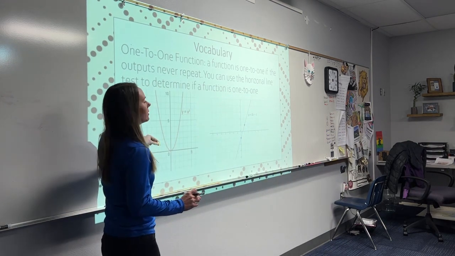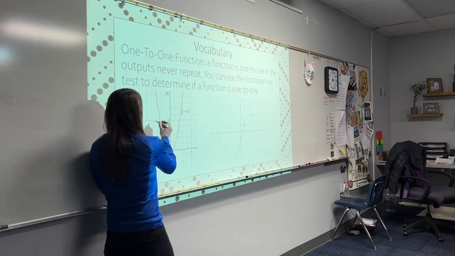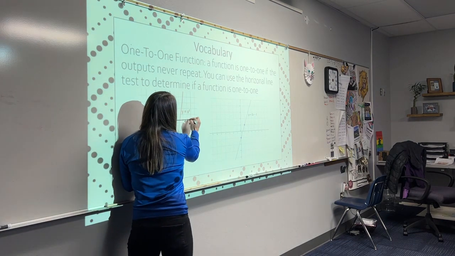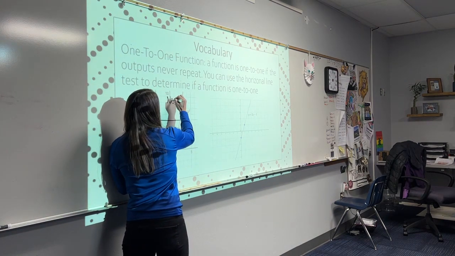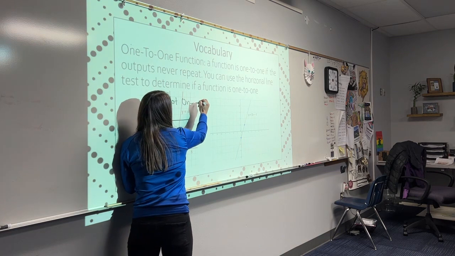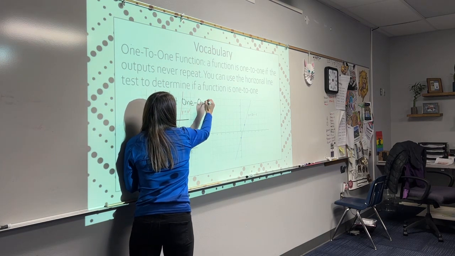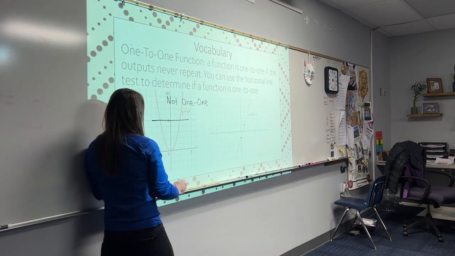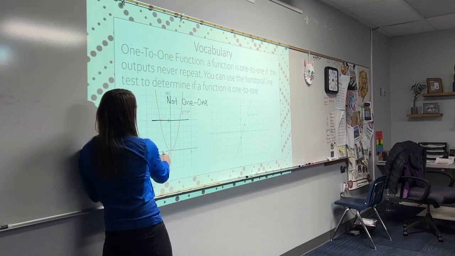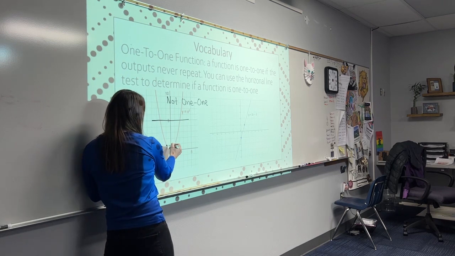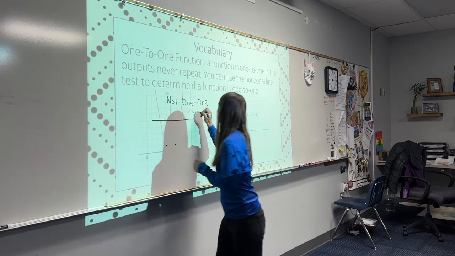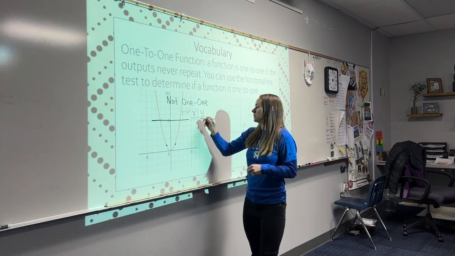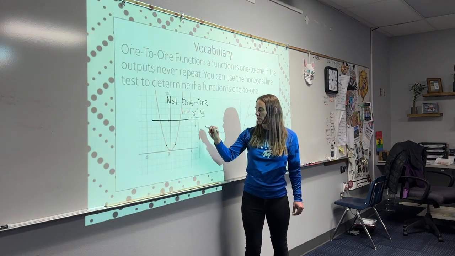This function right here is not one-to-one because it fails the horizontal line test. So this is not a one-to-one function. Why? Well, actually, if you were to look at this graph of y equals x squared, we can create a quick table for it. If you plug in -1 into x squared, you get 1.